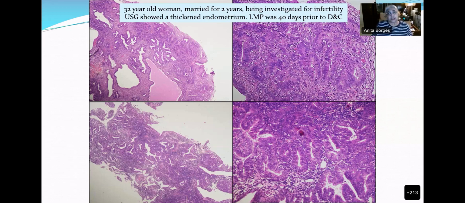So what do you think? Why should there be unopposed estrogen? She's young, she's 32, she should be having ovulation, there should be progesterone. So, Priya, she's having ovulation. But why? It just happens to be one anovulatory cycle that will produce this.